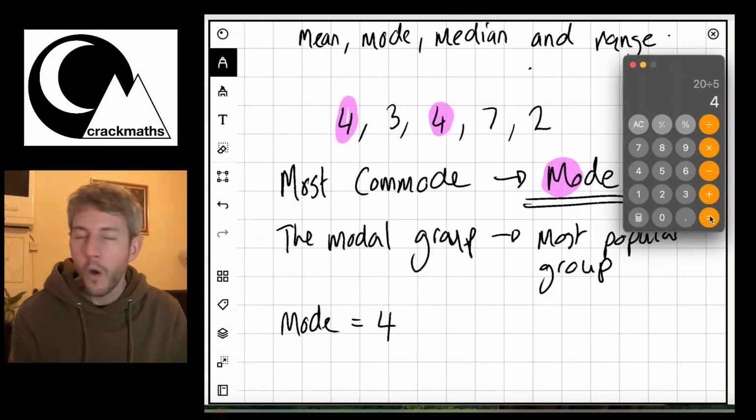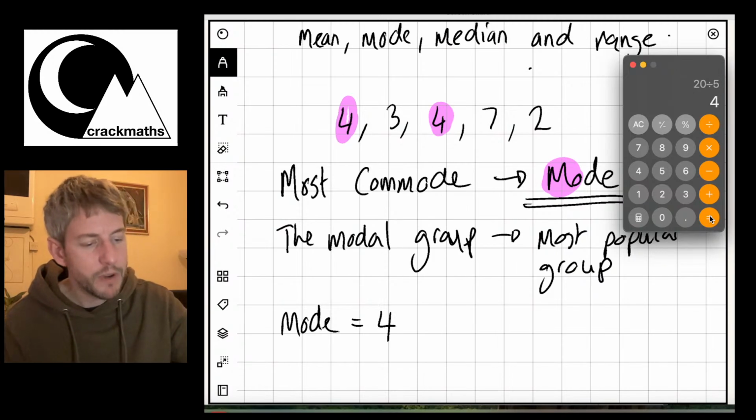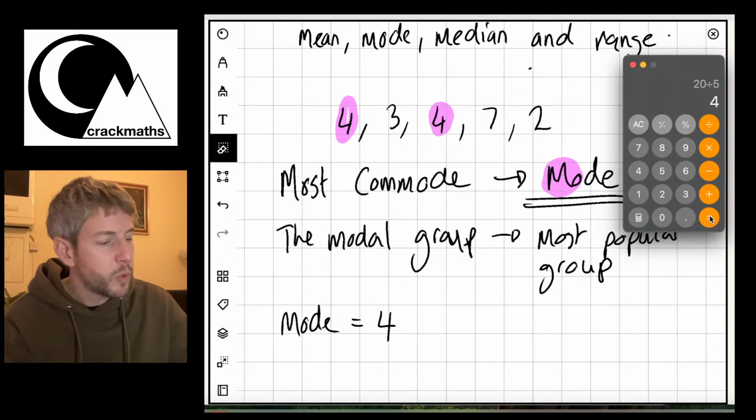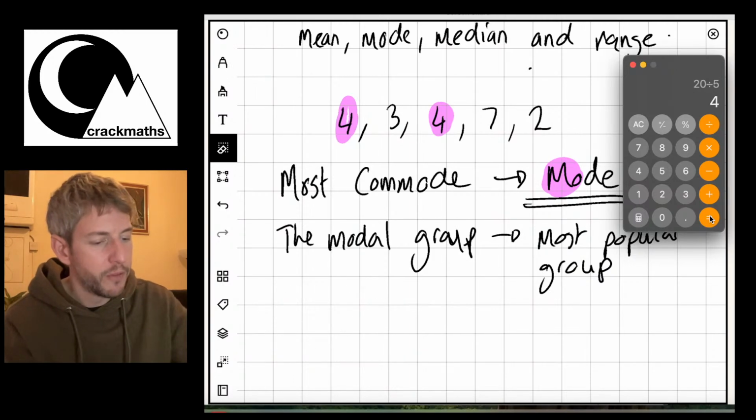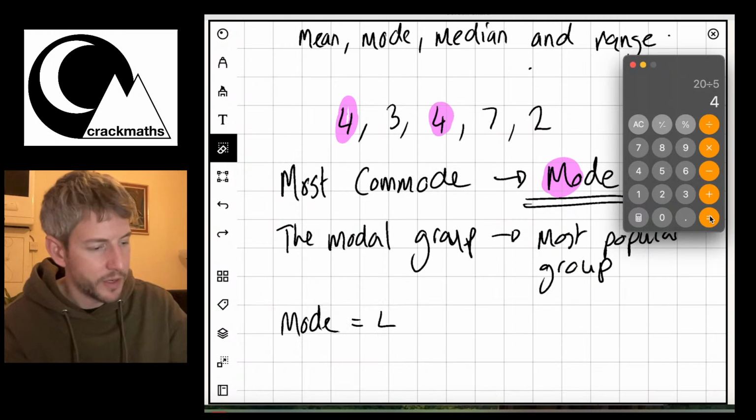Okay. What I'm going to do now is I'm going to quickly get rid of that mode of 4 and I'm going to tweak the data a little bit because I want to take you through an example. Actually, let's go and do so I can unhighlight them as well.